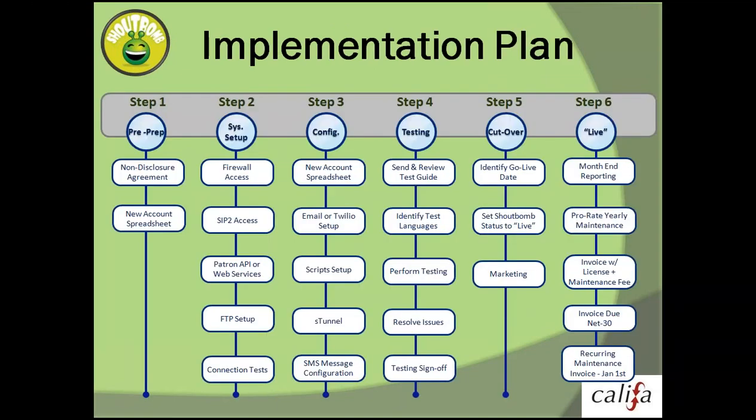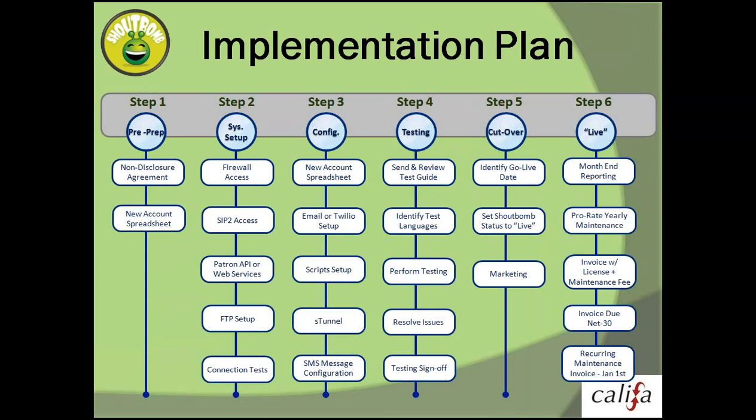The implementation plan says 6 steps here, but once we get past the testing phase, it's all downhill from there. But we have a non-disclosure agreement and an Excel spreadsheet that we would provide to you that you would complete and send back to us. The spreadsheet provides all the customizing entries that we offer and that you could choose from.